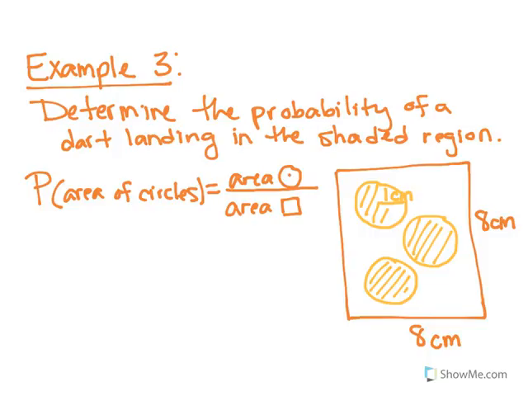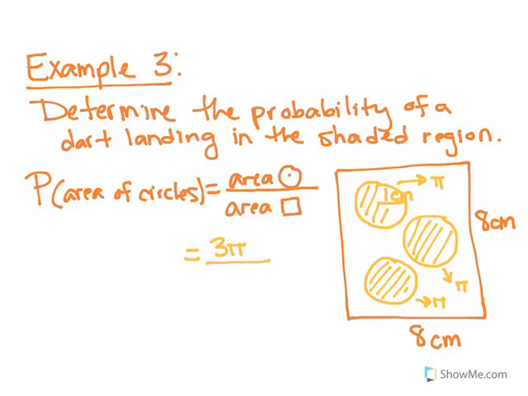To do this, we need to find the area of each circle. So the area of this circle is going to be pi r squared, and I know that my radius is 1 centimeter. So that's just going to be 1 pi, or just pi. Well, how many of these do I have? I've got 3 of them. This one has an area of pi as well, and so does this. So how many pi's do I have altogether? I have 3. So this is going to become 3 pi. That's the area of the circles.